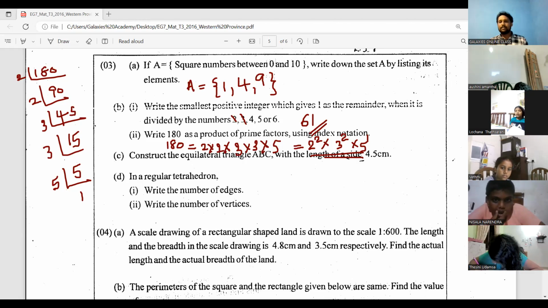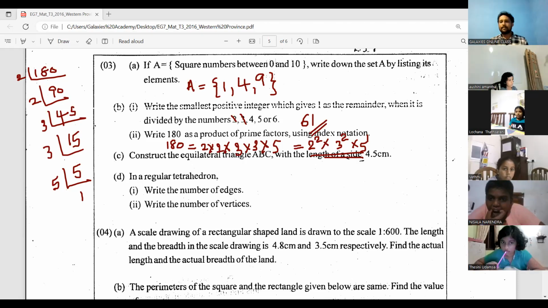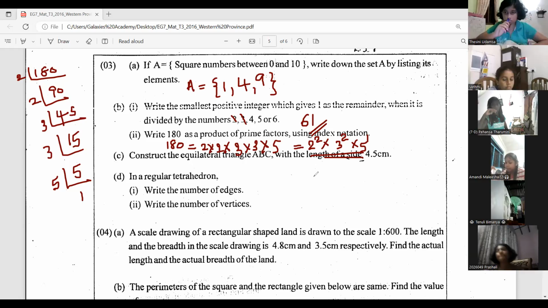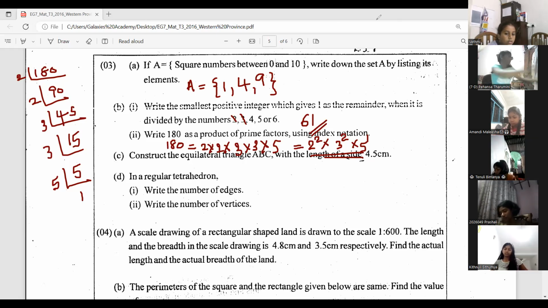Right. Do you have the pair of compass? Yes, sir. You take the pair of compass. We have to construct the next one, equilateral triangle ABC with the length of a side 4.5 centimeters. Do you remember the equilateral triangle constructing method?